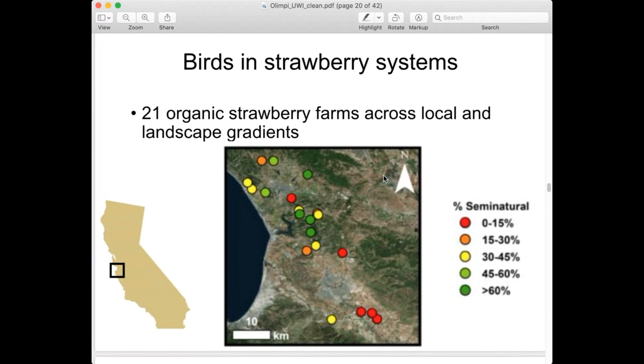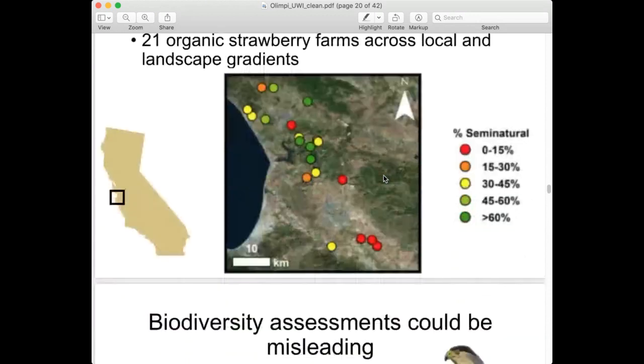And this region has a lot of strawberry production. In the Central Coast, 43% of strawberries in the U.S. are produced right here. So there are a lot of strawberry farms to choose from. Next slide, please.